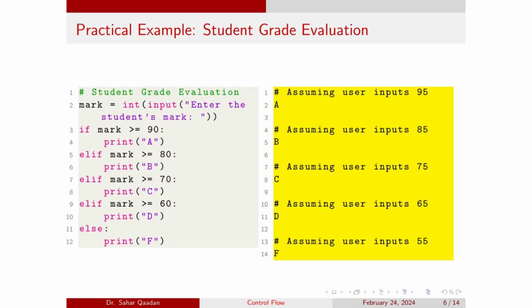Same logic, different context, grading. We input a mark, then classify it. 90 plus is A, 80 plus is B, 70 plus is C, 60 plus is D, else F. This example is good because it shows correct ordering. We must check the highest boundary first. If we start from 60 first, everything above 60 would become D, and we lose A, B, C.